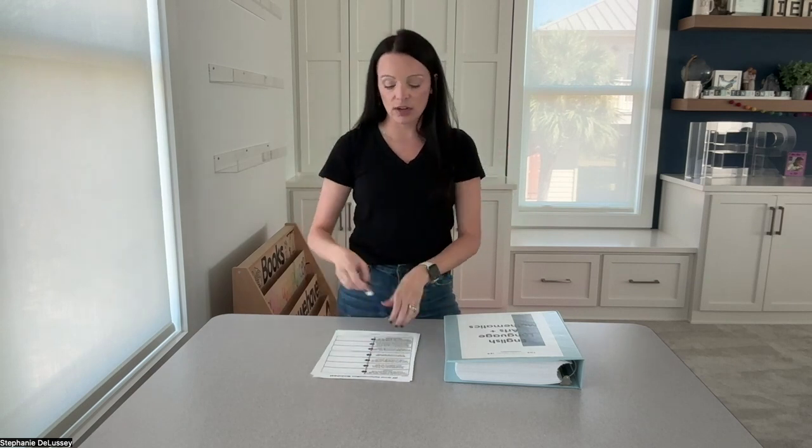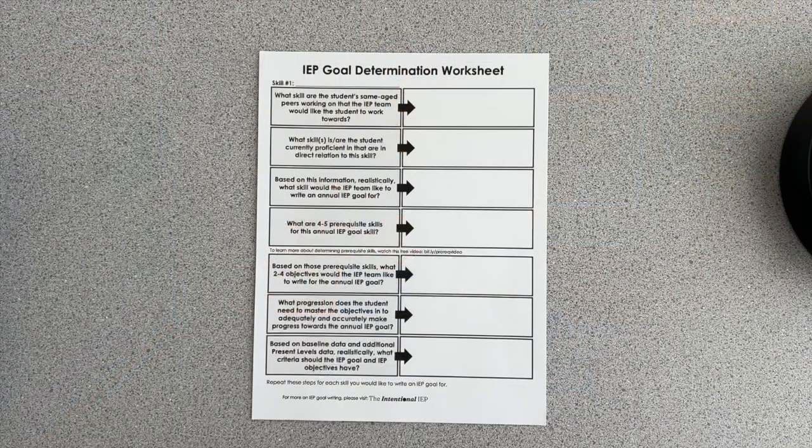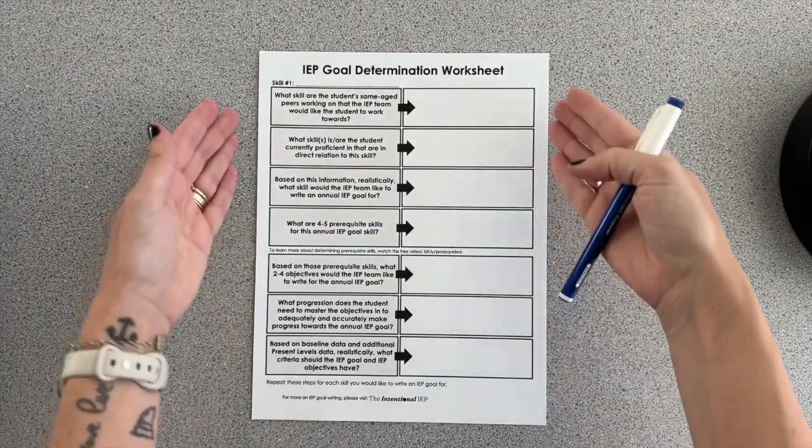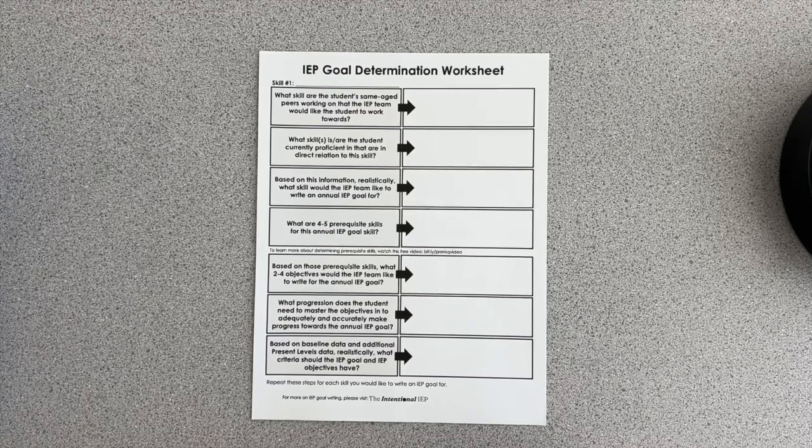But I'm going to switch the camera. You're going to be looking down on this worksheet as I do it and walk you through each of the different pieces as I use this worksheet to figure out what IEP goals should come next for a student. Let's go. All right, so this is the worksheet that you're going to download from the member resource library here.